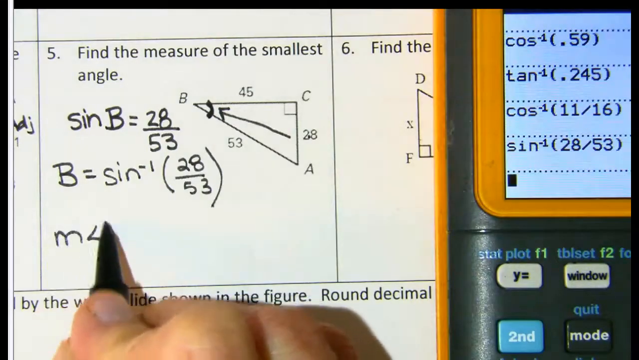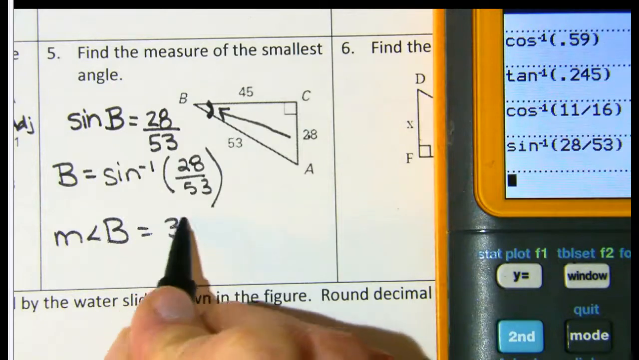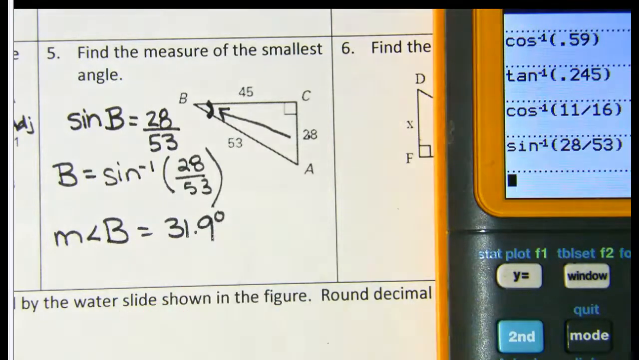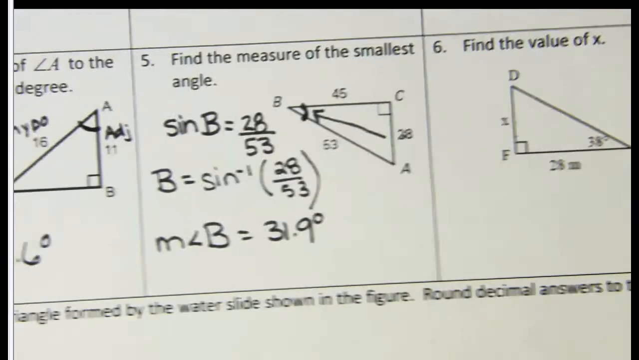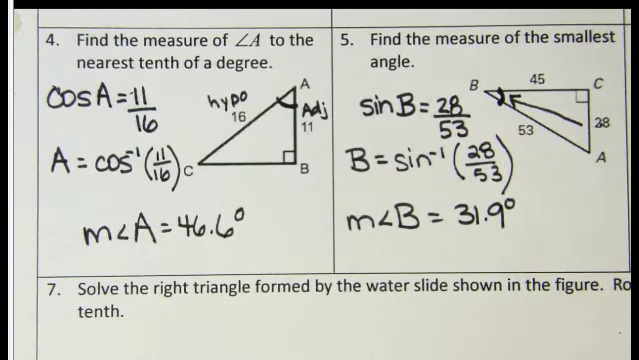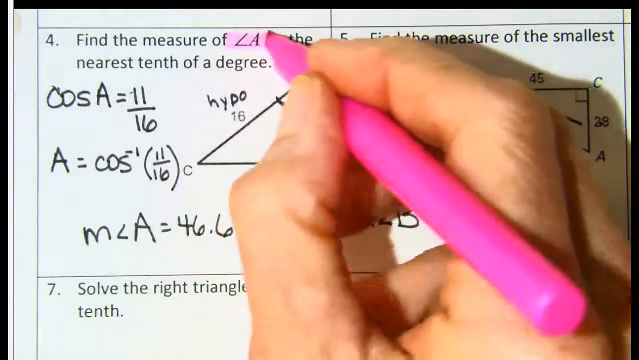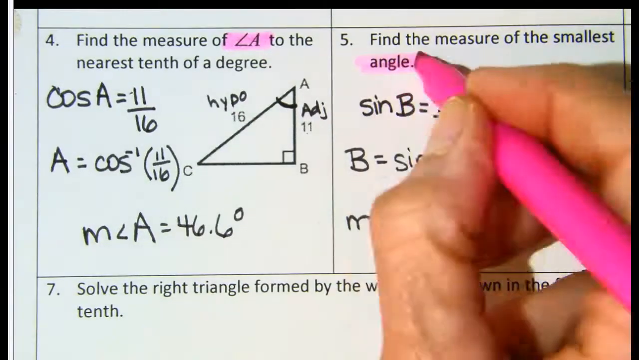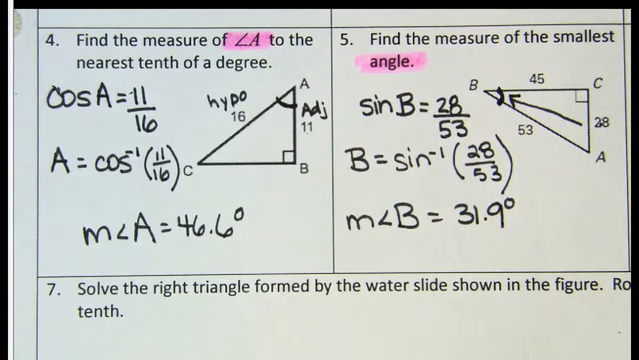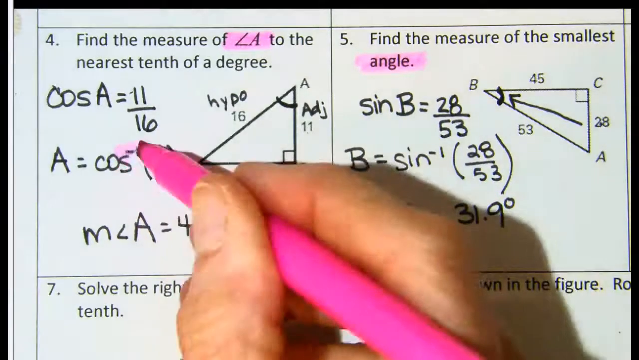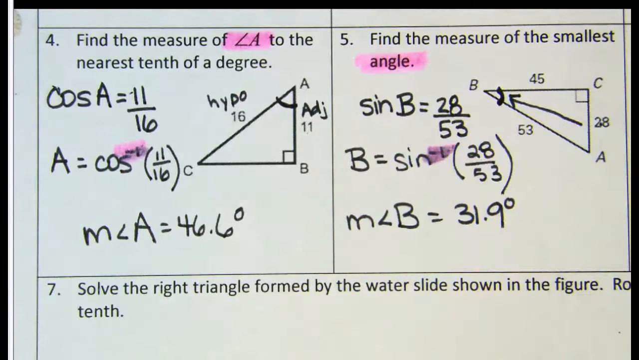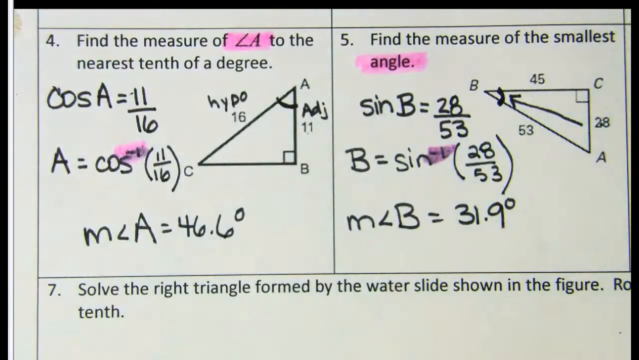So the measure of angle B is 31.9 degrees. And again, you have options on question 5 because you were given all three sides of the triangle. Now, please keep in mind in questions 4 and 5, we were asked to find the angle. When we find angles, we are going to use an inverse trigonometric function.